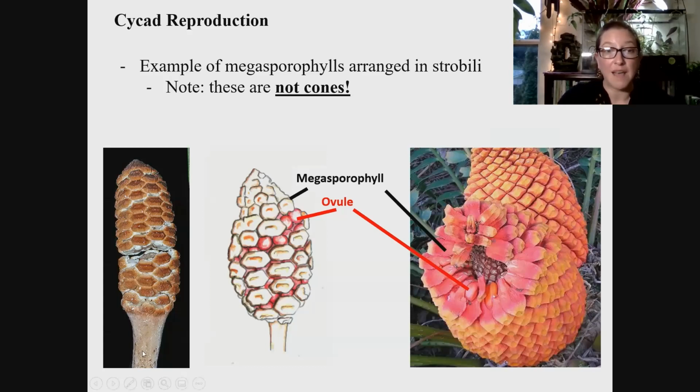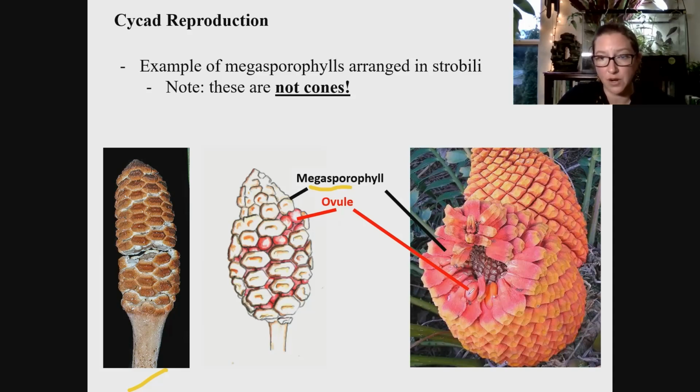So this is that same female strobilus I showed you on the previous slide, right here. And then this is kind of a drawing of it. So each of these, they almost look like oyster crackers, those crackers that you put in soup. Each of those things is a leaf, or a megasporophyll. And there are ovules on each one.